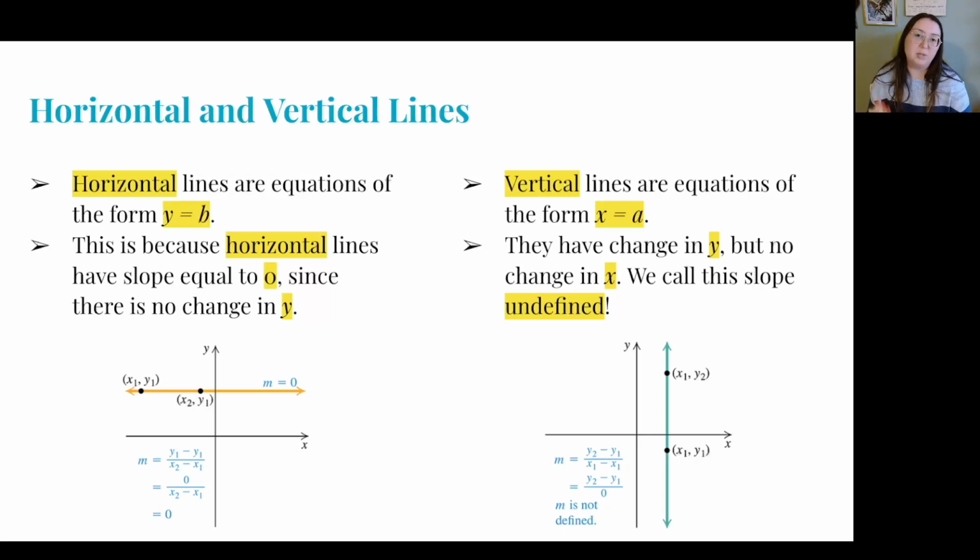So that's the important difference between horizontal and vertical lines. It's what they look like in general and what their formulas look like, but also knowing the differences in the slope. Horizontal lines, y equals b, the slope is 0. Vertical lines, x equals a, that slope is undefined.